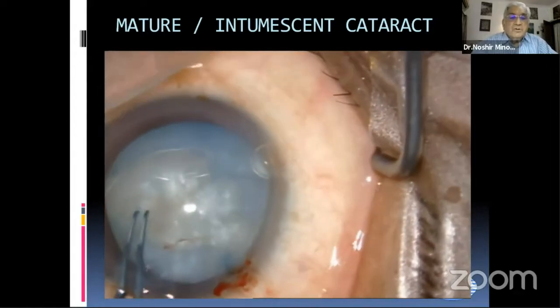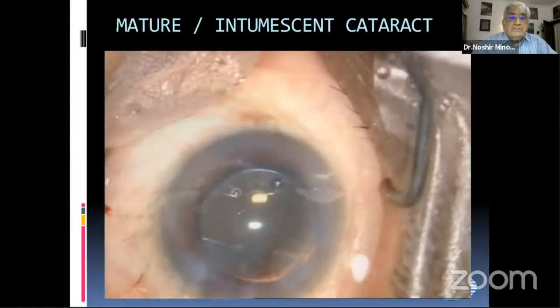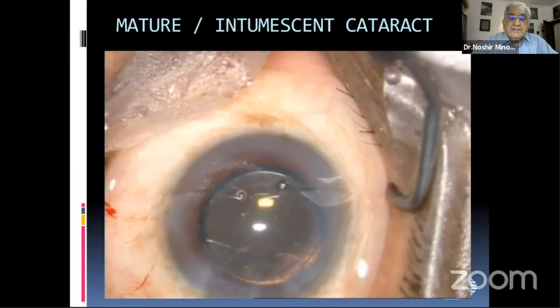So I have 3 minutes more. And now Dr. Harbans will show the phaco in an extended rhexis, but this is how it looked after I had finished the case.